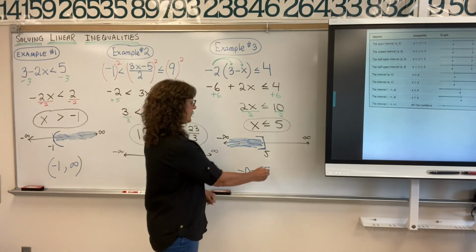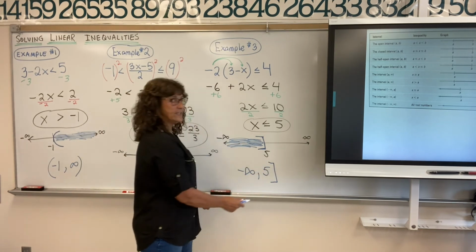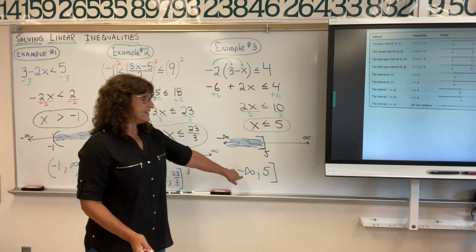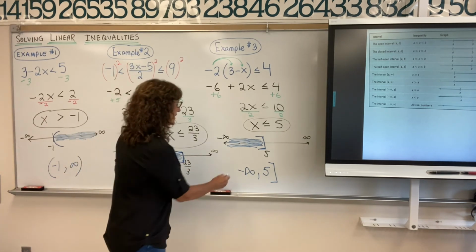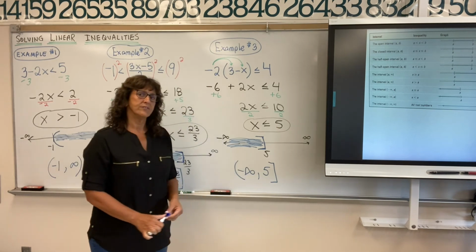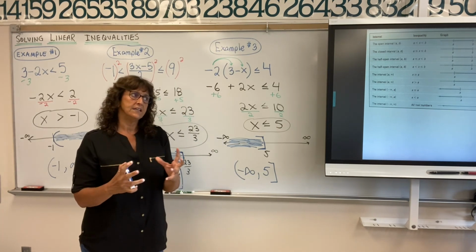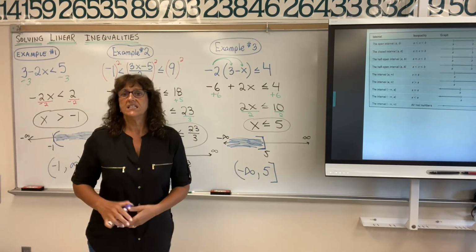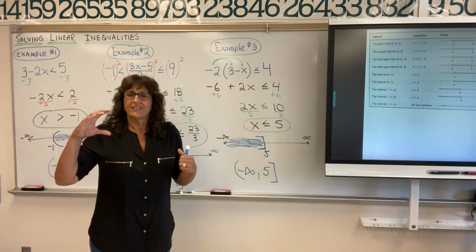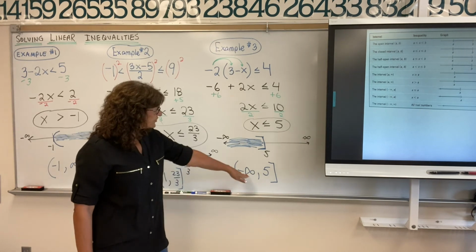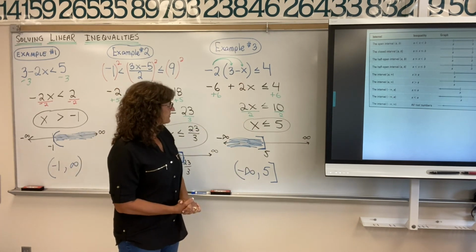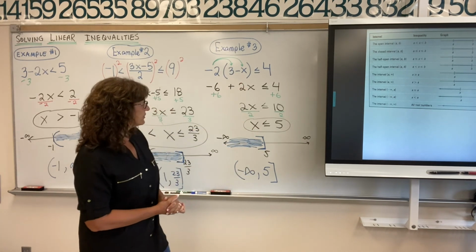We can see that we are including the 5, so we need a bracket on 5. But for infinity and negative infinity, you always use a parenthesis, because infinity is more of a condition. It's not a number, so you can't include something like that. So here's how you would represent the answer in all your notations for number 3.